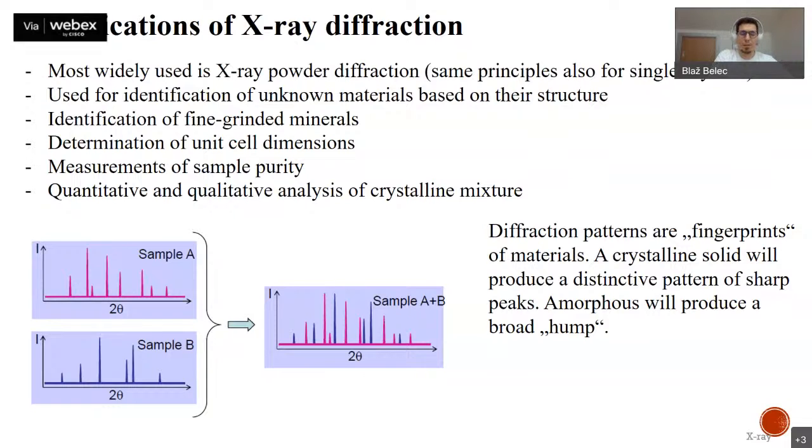The diffraction patterns are basically fingerprints of the material. The crystal structure of the solid will produce a distinctive pattern of sharp peaks. On the other hand, if we have an amorphous material, we will just see some broad humps. Here we can even detect separate phases, so separate materials inside the mixture. For instance, if we have sample A and sample B mixed together, we can even distinguish between them.